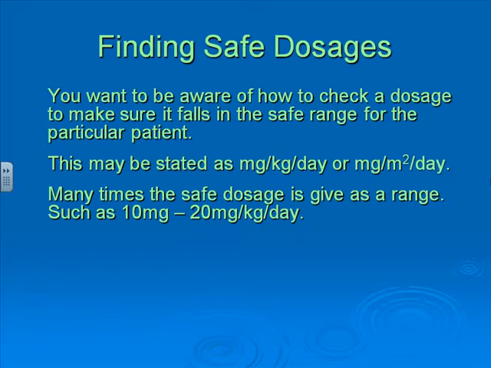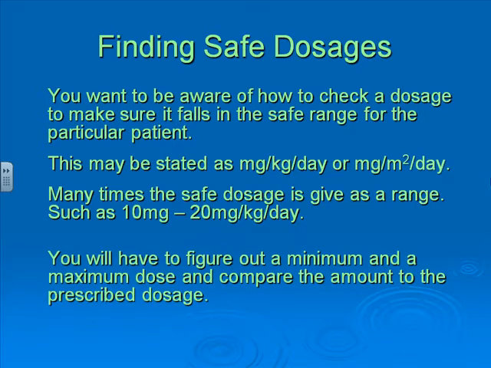Sometimes the safe dosage is going to be given as a range, such as 10 milligrams to 20 milligrams per kilogram per day. If that's the case, we're going to have to figure out the very minimum we're allowed to give our patient and the very maximum we're allowed to give our patient, and then take the doctor's order and compare it to that amount. We want to make sure the doctor's order falls right in between the minimum and maximum. We don't want to give too little under the minimum, and we don't want to give too much over the maximum, as it could be harmful to our patient.